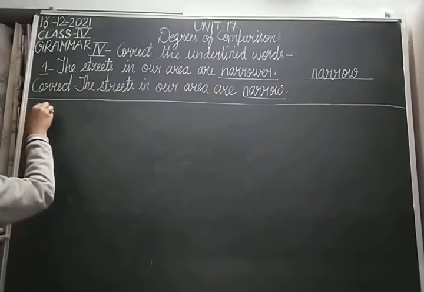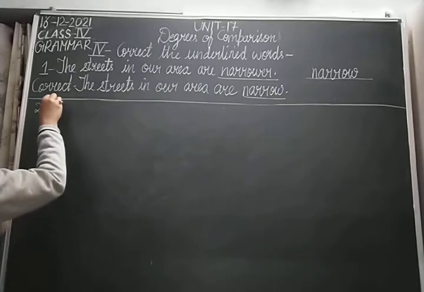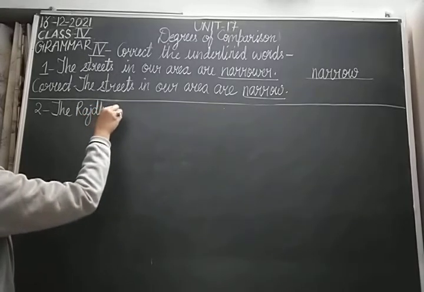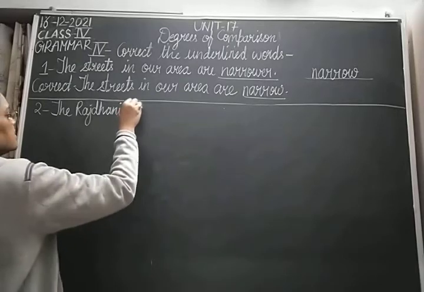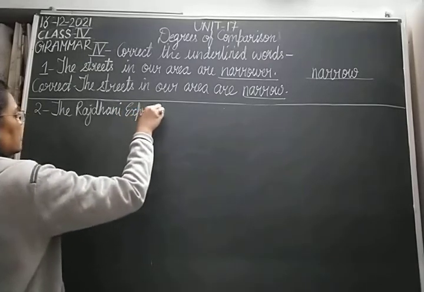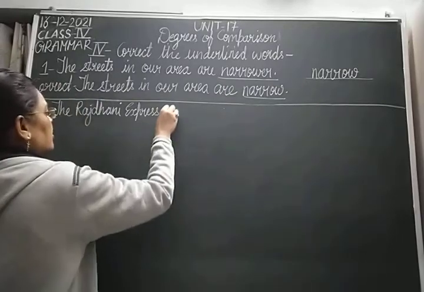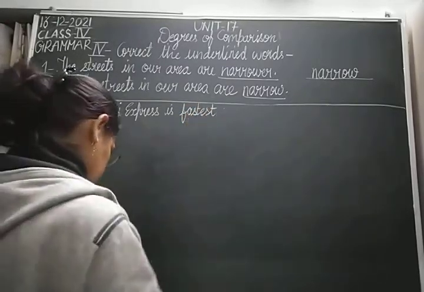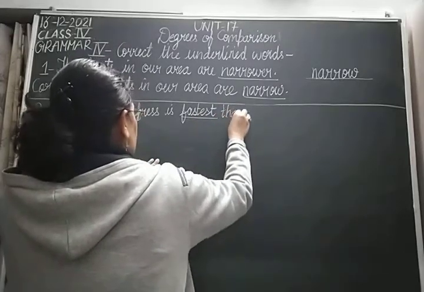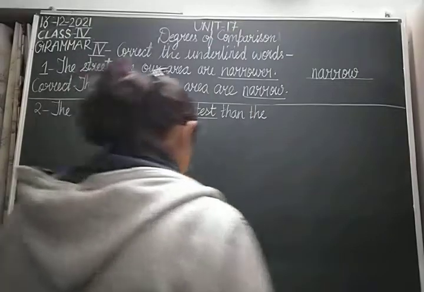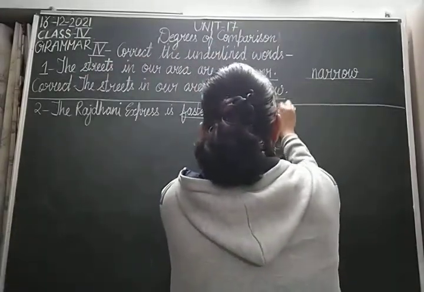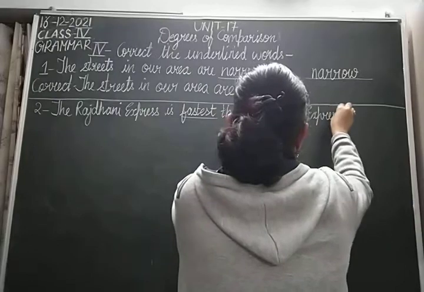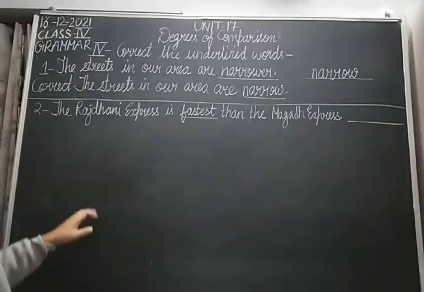Now the second one. The Rajdhani Express is fastest than the Magad Express. Okay. Now, where is the error?